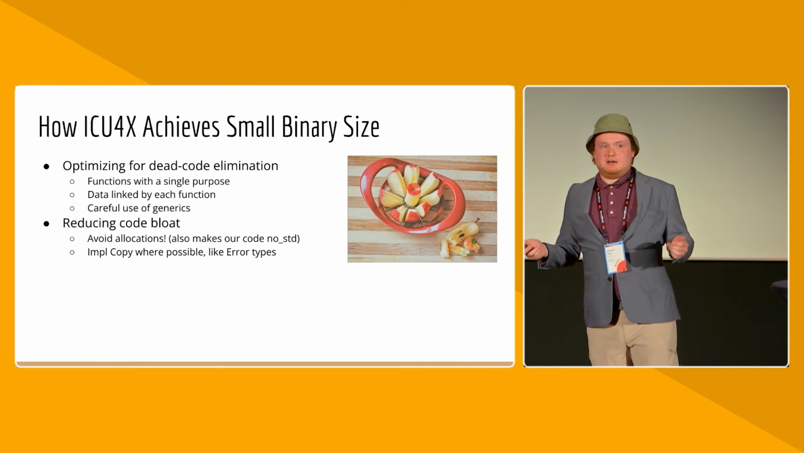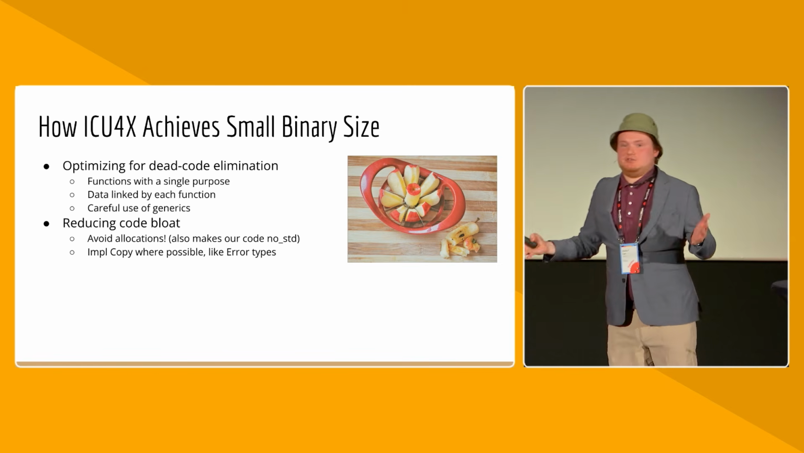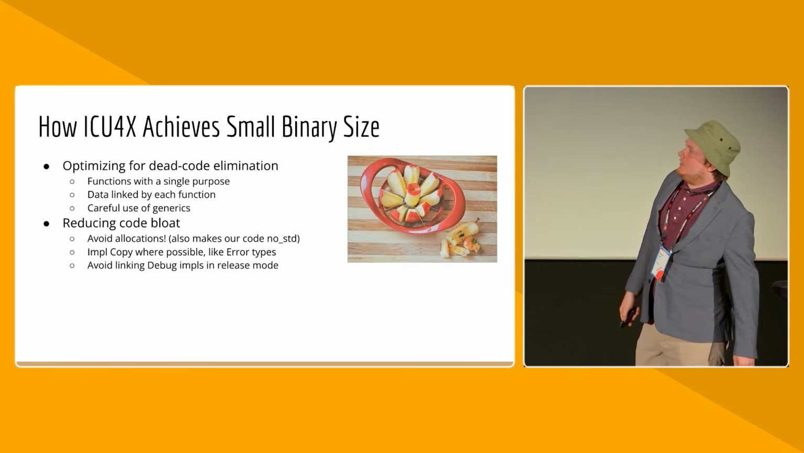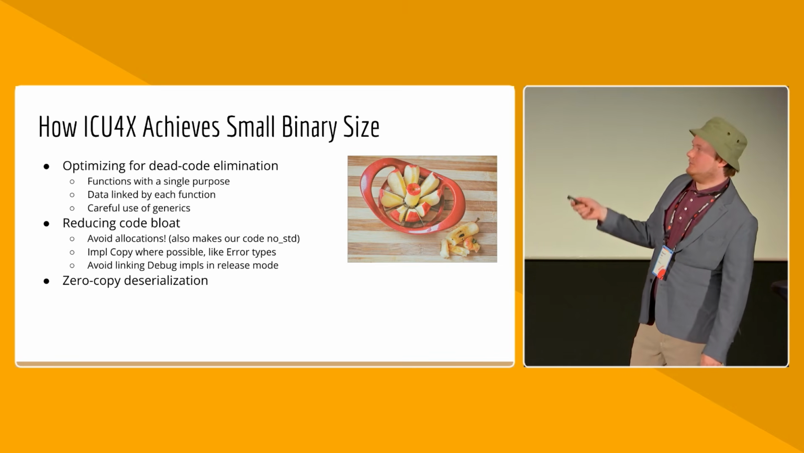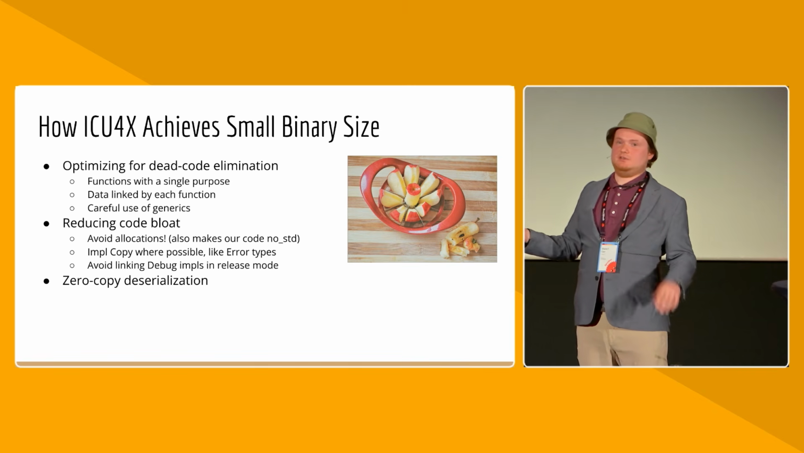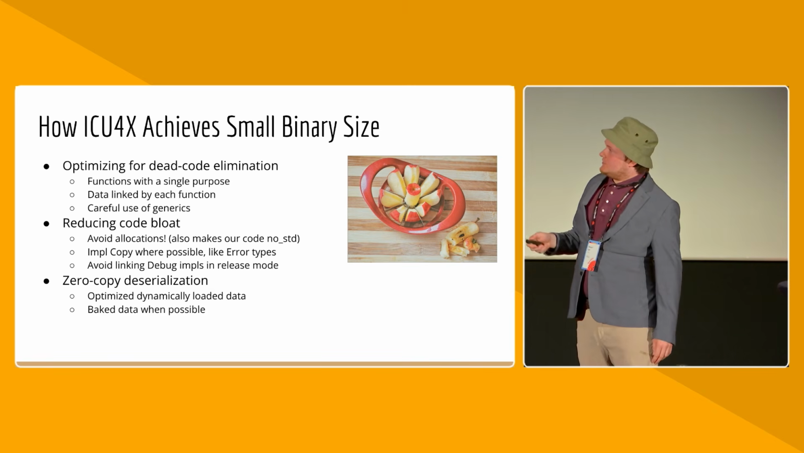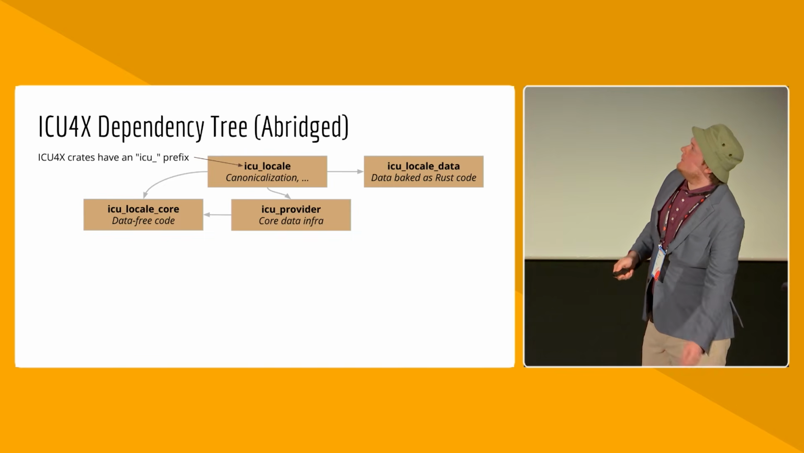We impl Copy when possible. This is something people are interested in sometimes. All of our error types don't have a Drop impl, and this actually does a big job of reducing your code size. Another is that we avoid linking Debug impls when possible. Debug impls often increase your code size. These are just general tips on how to reduce your code size, but these are the things that really have given us the most results for ICU4X. Zero-copy deserialization, I'm going to talk about in the next slide.